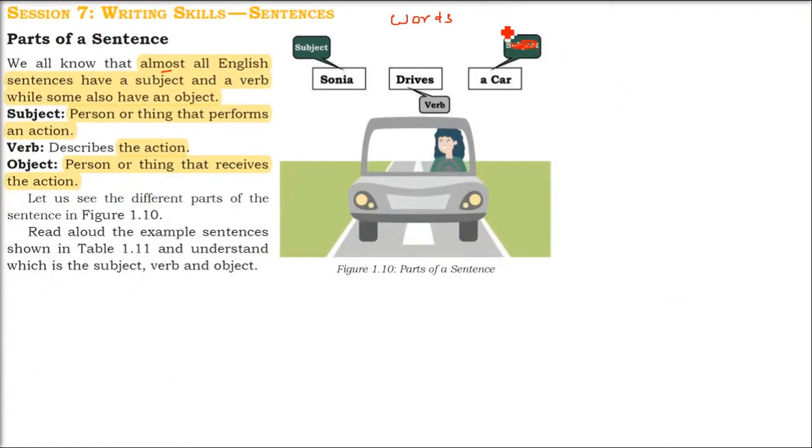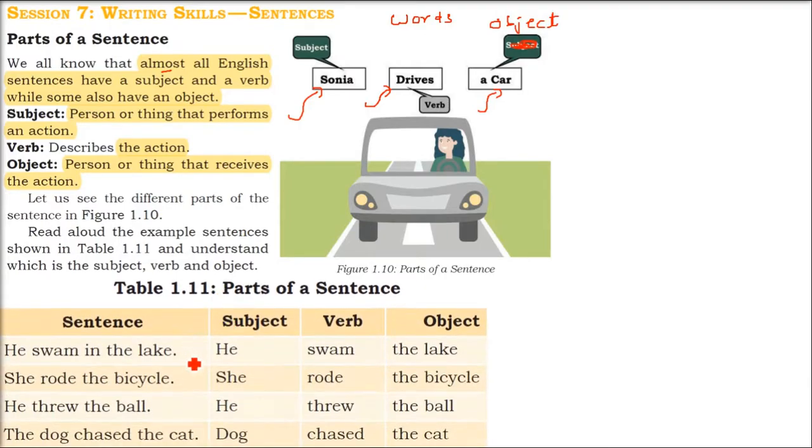So what we saw is that in an English sentence, almost all sentences have a subject, verb, and object. Subject is a person or a thing that performs an action. Verb is the action. An object is a person or a thing that receives the action. Now let us take some examples here. I'm going to read certain sentences and we'll try to find out the subject, verb, and object.